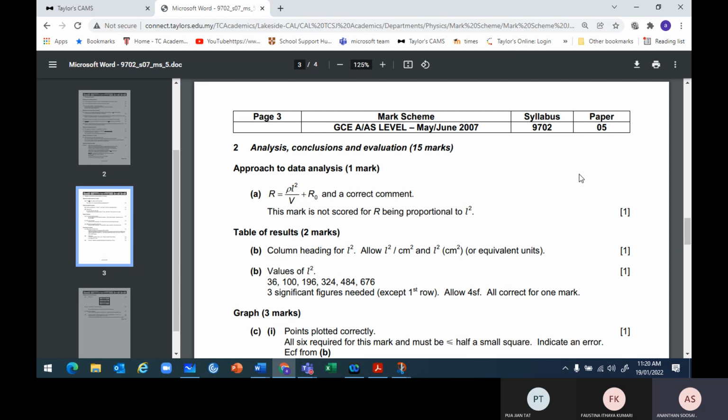So the first mark goes for what is the gradient? Rho V. What is the intercept? Y intercept, not R, right? I discussed this with you, so you get this one mark.